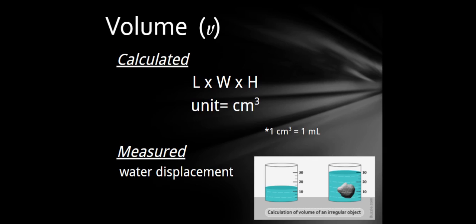We use water because it is 1 gram per milliliter, so that makes it a very easy conversion, and also because water is not corrosive and it doesn't damage objects that you might be trying to measure.